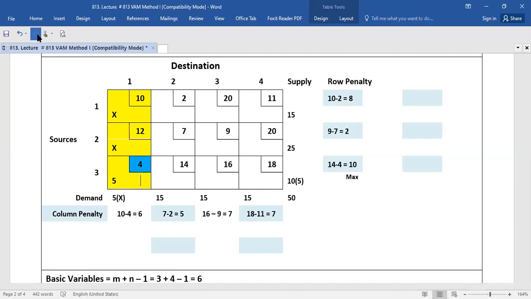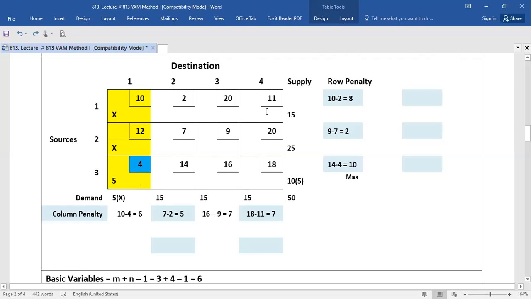So yes, but now your remaining table is this black side, this white side is your remaining table. Here we have the second column, third column and fourth column, but the rows are the same, 1, 2, 3. This is your table. From here you will calculate your row penalty and column penalty.